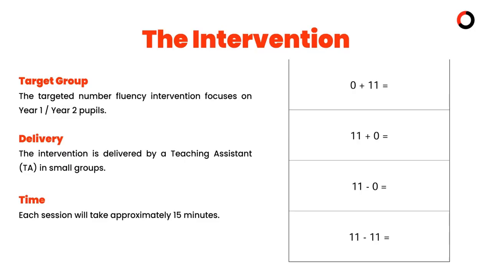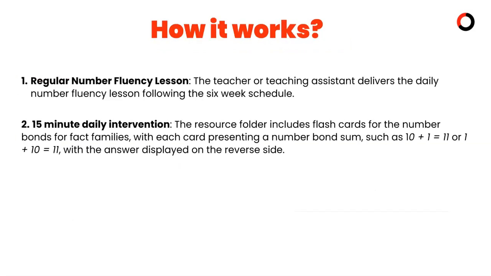So the intervention is a targeted number fluency intervention that focuses on either year 1 or year 2 pupils. The intervention is delivered by a teaching assistant in small groups, and each session will take approximately 15 minutes. So how does it work? The teacher or teaching assistant delivers the daily number fluency lesson following the 6-week schedule.